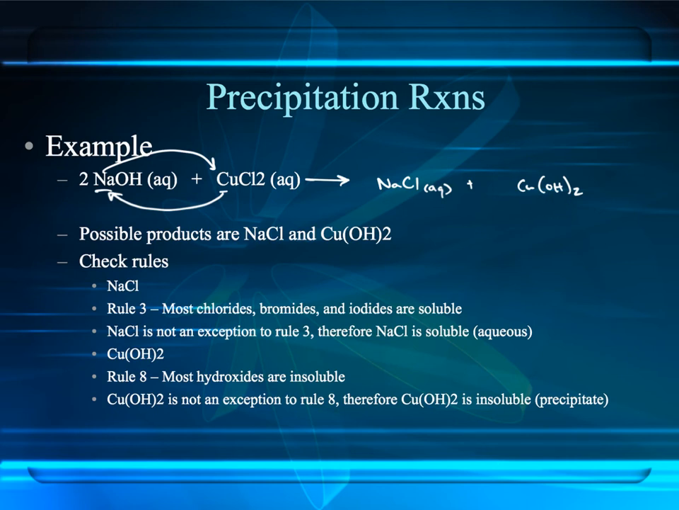This is not on that exception list. Cu(OH)2 is not an exception to Rule 8, therefore copper 2 hydroxide is insoluble. It is the precipitate. It's going to be the solid. If something is insoluble, it is your precipitate.